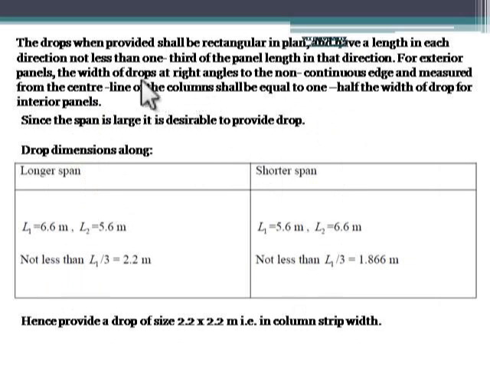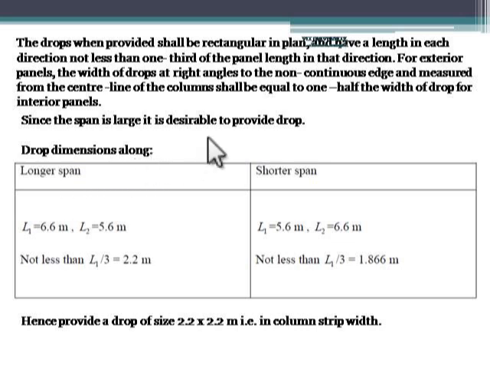In this, the drop when provided shall be rectangular in plan and have a length in each direction not less than 1/3 of the panel length. The width of the drop at right angle to the non-continuous edge and measured from the center line of the column shall be equal to half the width of the drop for interior panels. Since the panel is large, it is desirable to provide a drop.